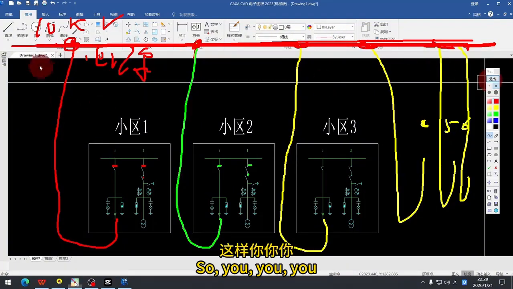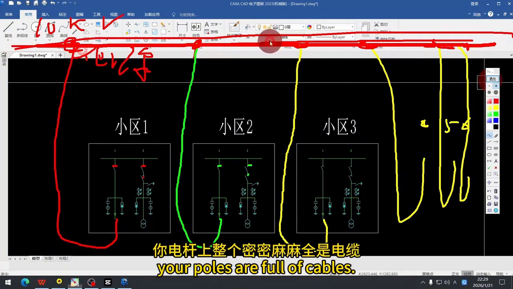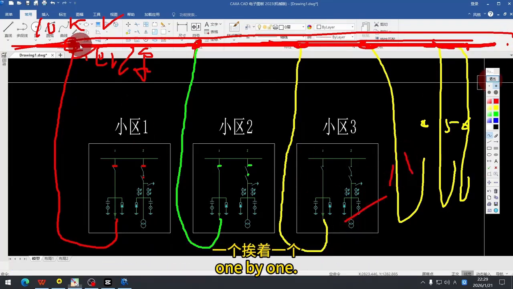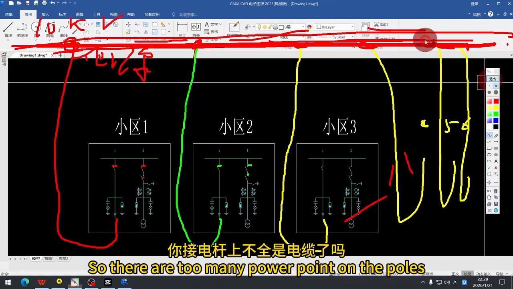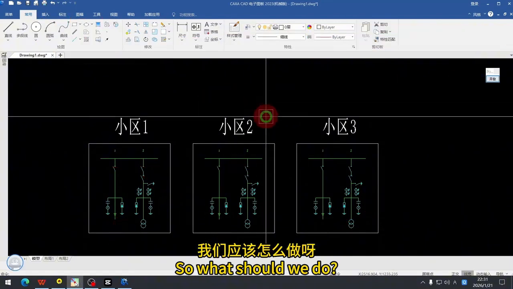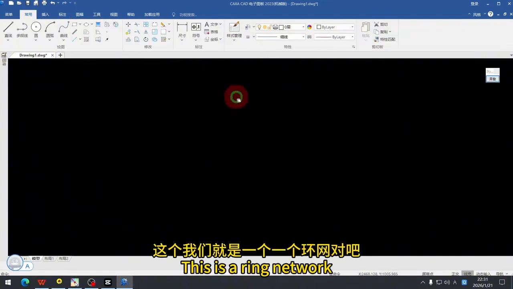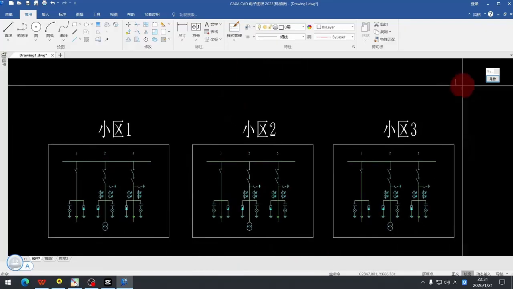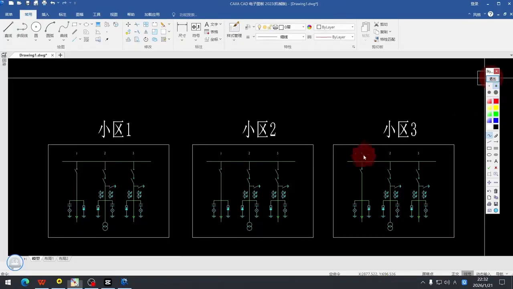So, your poles are full of cables. There are many communities. Our communities are all next to each other, one by one. So there are too many power points on the poles. This is definitely not appropriate. So what should we do? This is a ring network. Let's see, ring network. For example, these 3 communities.